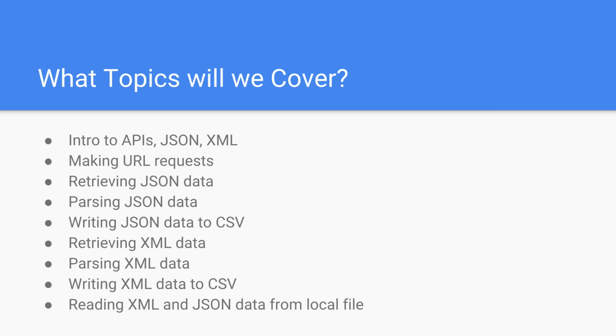Finally, working on writing that XML data to a CSV, and then we'll finish up by taking a look at how to read XML and JSON data from a local file. The difference between this final section and the previous sections will be that we'll start by reading data from a URL. So basically we download the data and then parse it all at once, versus having pre-downloaded an XML or a JSON data file and then reading it from that.